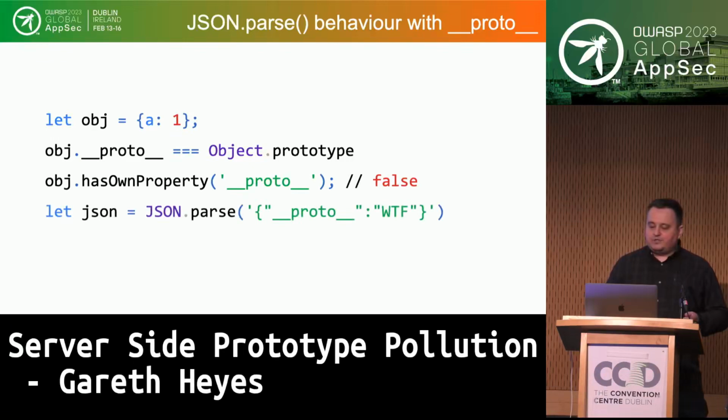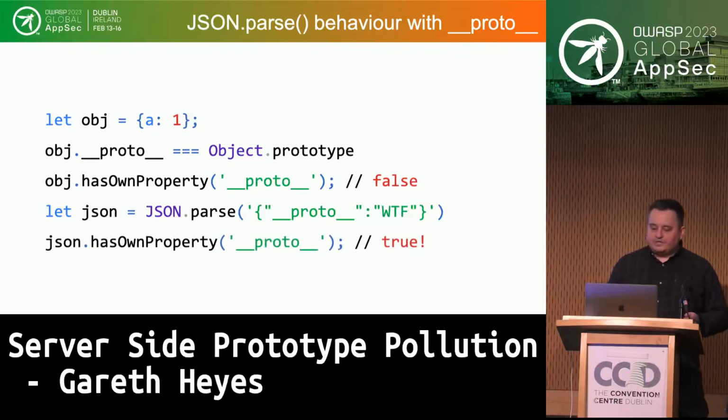And then we use JSON.parse to parse a JSON string, and we assign it a __proto__ key. But what's interesting now is when we use JSON.parse and we use the hasOwnProperty method, __proto__ is actually an own property. It's not inherited. And this is one of the components of prototype pollution, because enumeration will be done on that property.